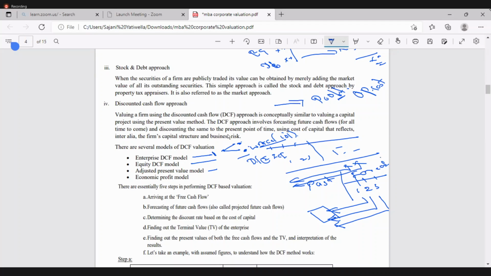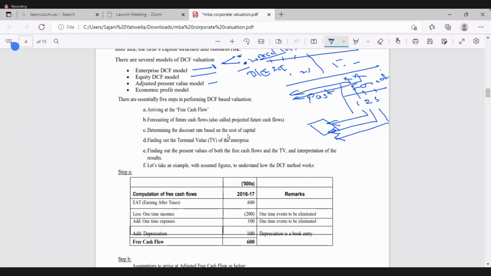Then after finding the terminal value, the other step is finding out the present value of both the free cash flows and the terminal value, and interpretation of the result. With that particular two-stage model, we can estimate the present value of the first explicit forecast period plus the present value of the terminal value, the continuation value. So we are given next up.